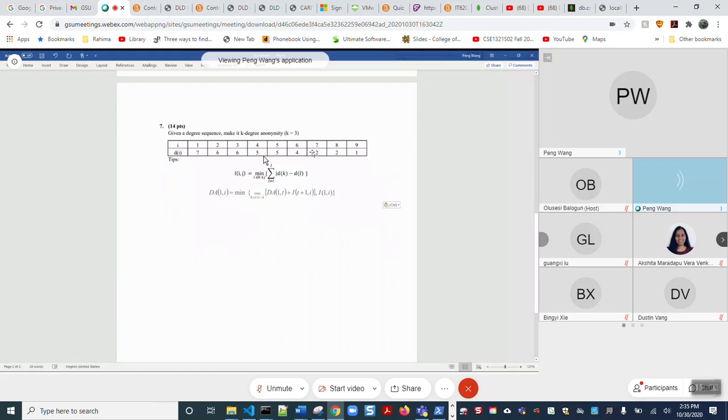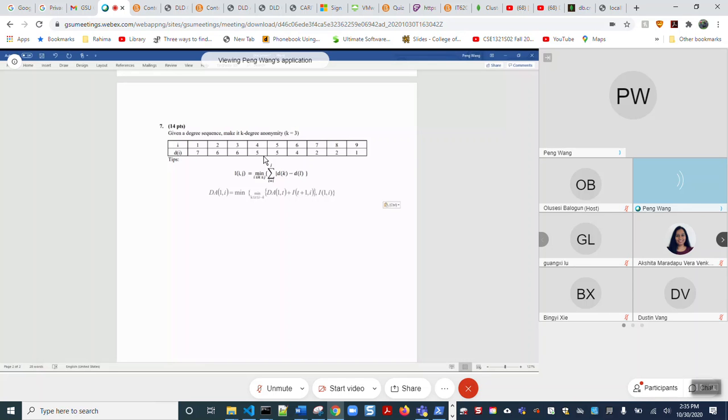For this question, everybody gets the same problem. Everybody gets the same question for the last one. For this one, you can modify it following some other method. But here I will give you a solution with optimal cost for making it k-degree anonymous.